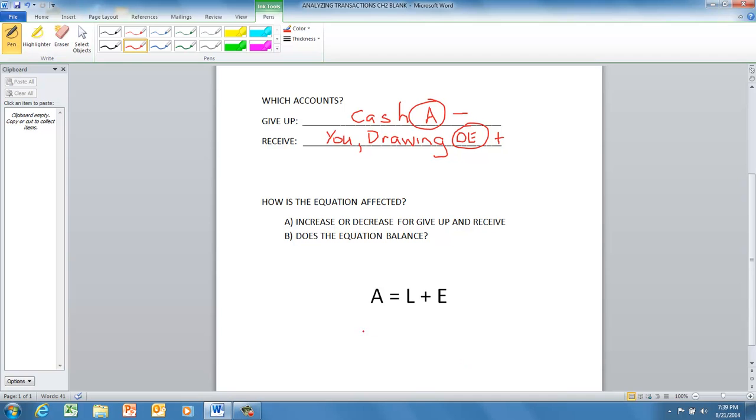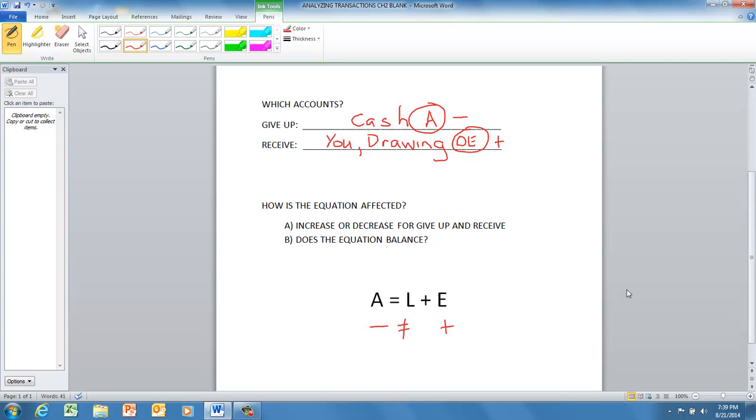Now here, if I just put a minus under assets and a plus under equity, I have minus equals plus, and that does not equal. So I have a problem somewhere. Well, the issue is the owner's equity. If we have an investment, that's going to increase owner's equity. If we have a withdrawal, that's going to decrease owner's equity.